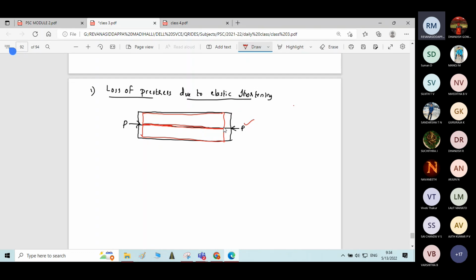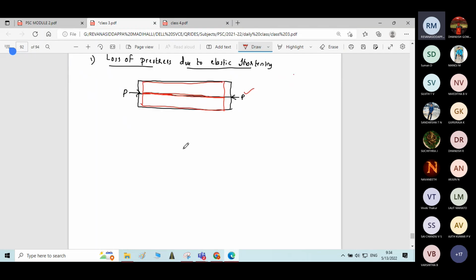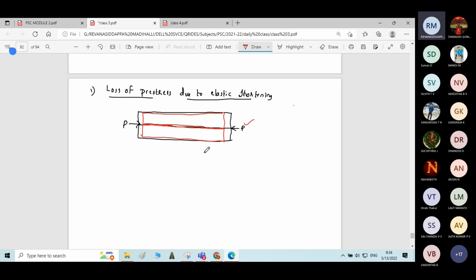Okay, this is how the loss of pre-stress will take place due to elastic shortening. Now, how to measure this elastic shortening? That's the question, correct? The loss due to elastic shortening mainly depends on the material property and the stress in the concrete at the level of steel.